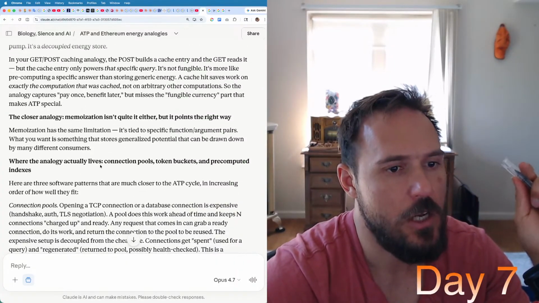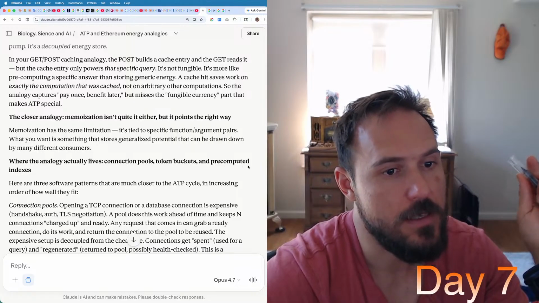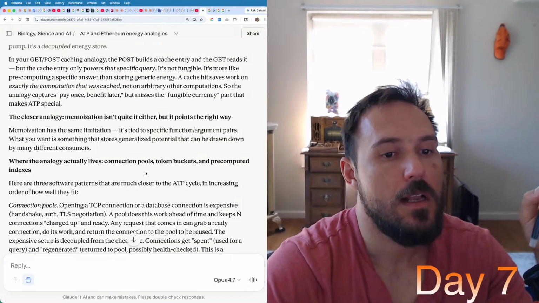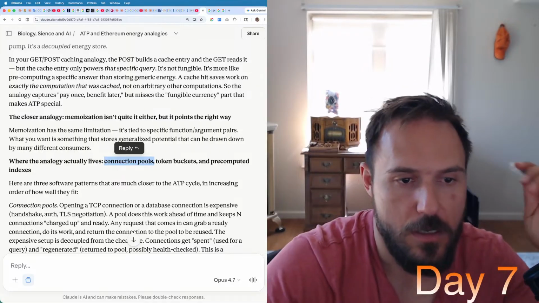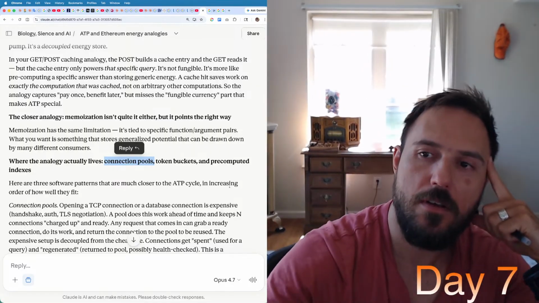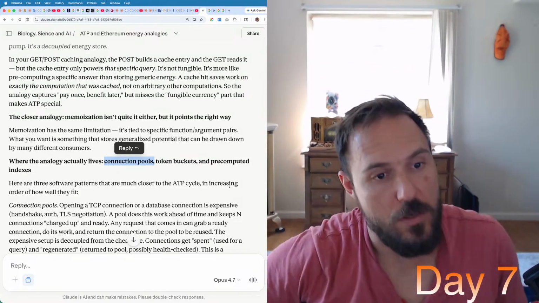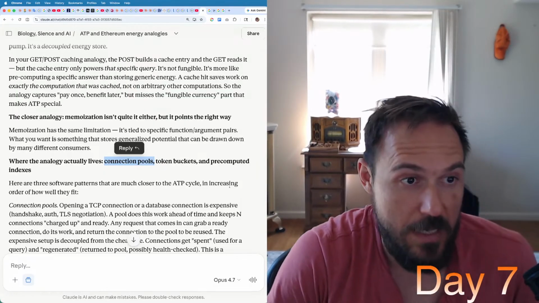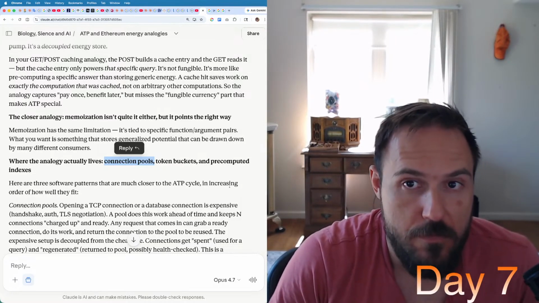Where the analogy actually lives: connection pools, token buckets, and pre-computed indexes. Very interesting. Connection pools. That's very interesting, because we not always know how big the pool should be, right? And if the connection pool is expensive, optimizing it would be a good idea.